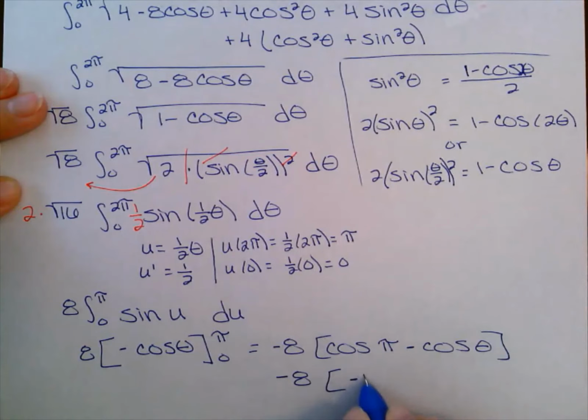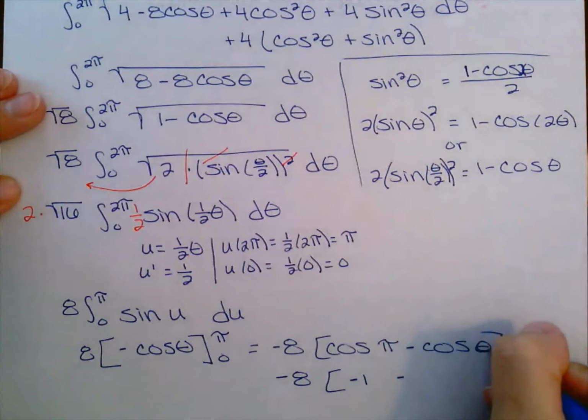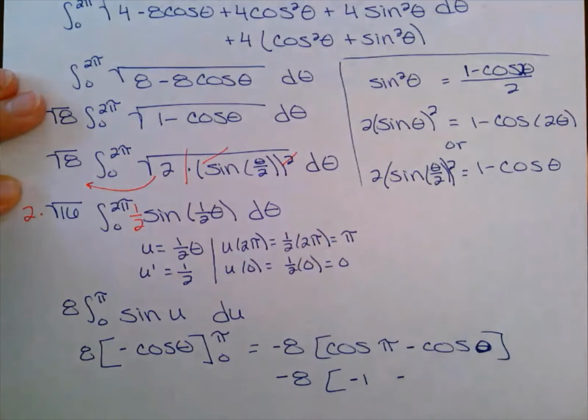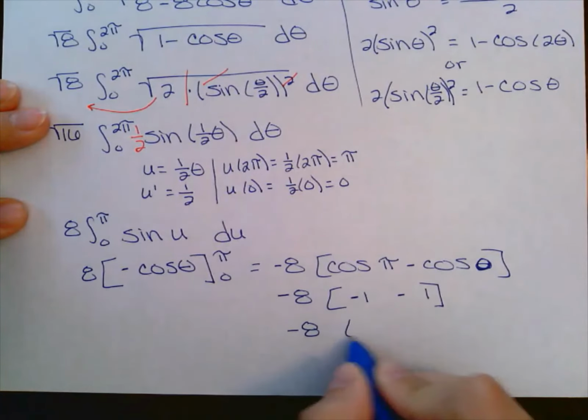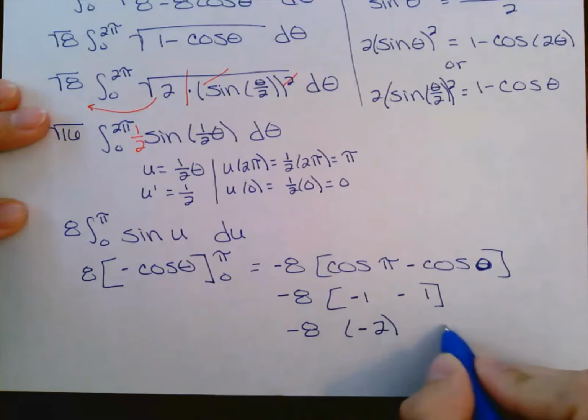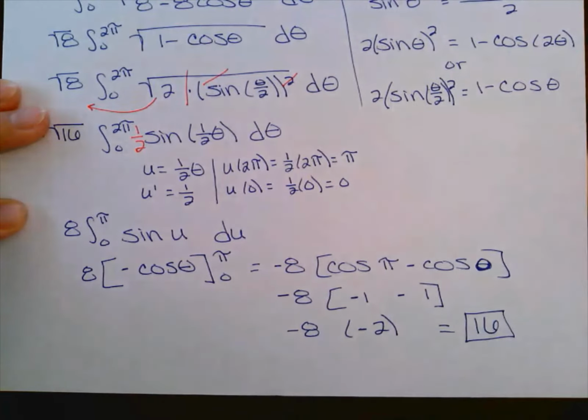Now cosine is the x value, so I have negative 8. Cosine of pi is a negative 1 minus cosine of, oh, I put a theta. Look at me. That's supposed to be a 0. I'm sorry. Cosine of 0 is a positive 1. So negative 1 and negative 1 make negative 2. Negative 8 times negative 2 gives me a positive 16. So it's 16 units is the arc length of that function.